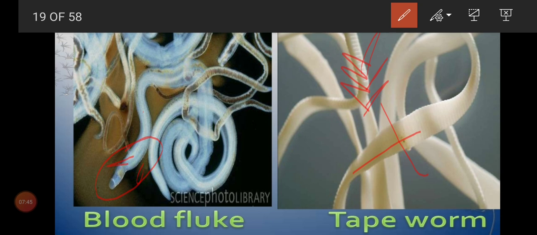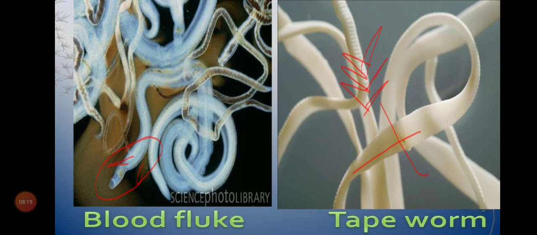Suckers means they are used to absorb. How we have learned Haustoria, no? Like that they'll have suckers, small finger-like, syringe-like structures which can be present all over the body. These suckers are used to absorb nutrients from the host. Is that clear, children? So hooks and suckers are the very important structures which can be seen in all your endoparasites of Platyhelminthes.